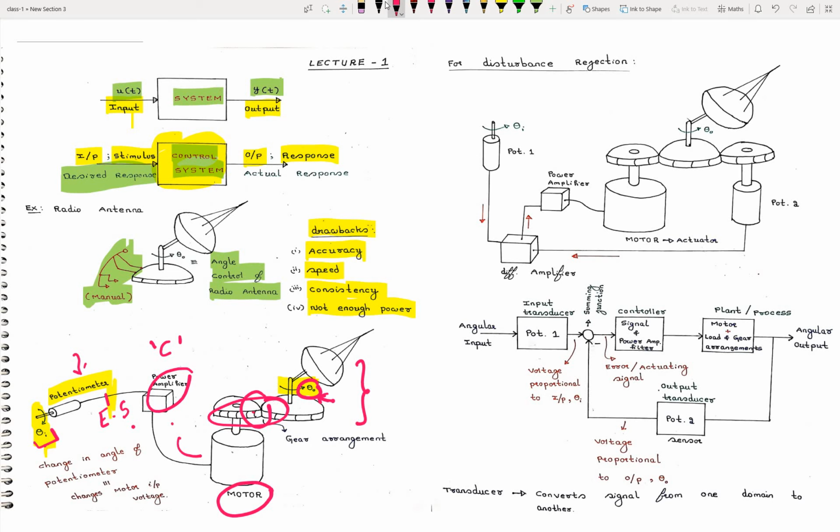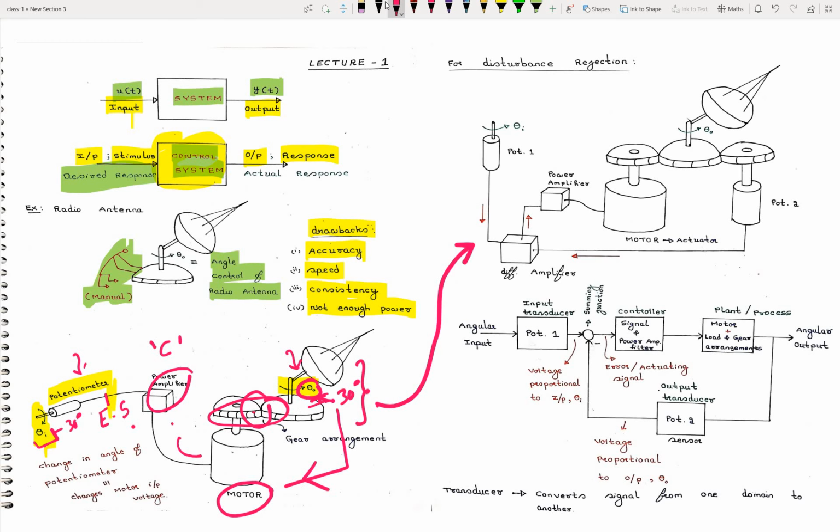But suppose we want to maintain 30 degrees and we have fed the input as 30 degrees, but due to some external disturbance the output changes. So we need to track the output. That is what I have explained here in this diagram.